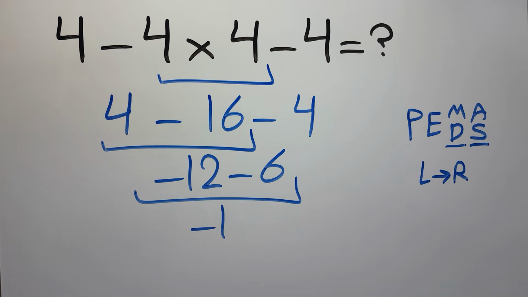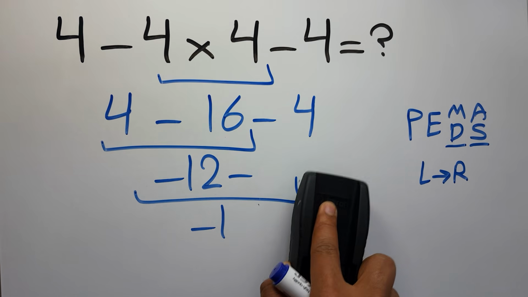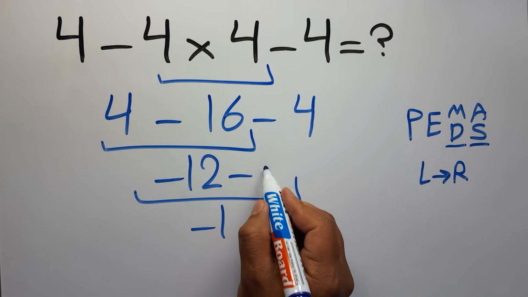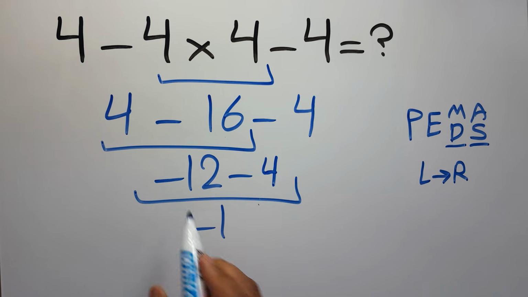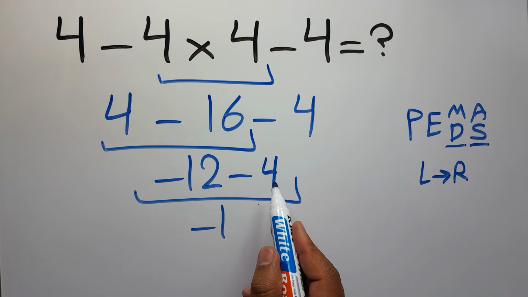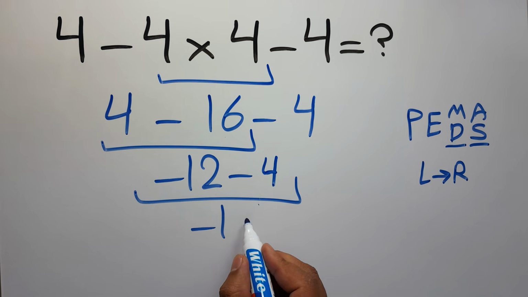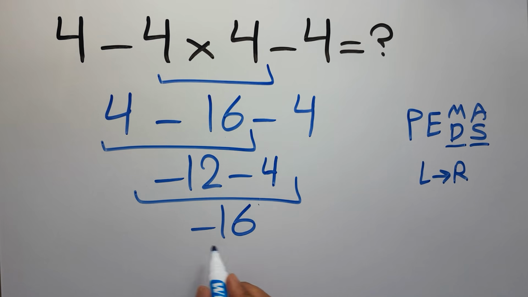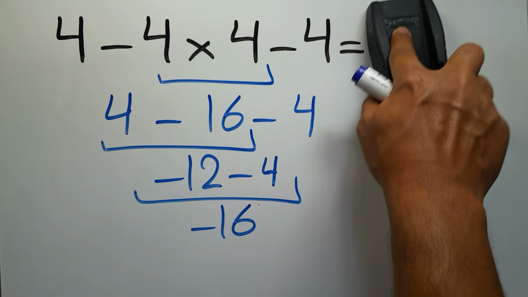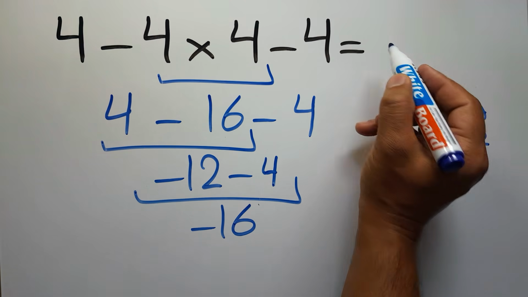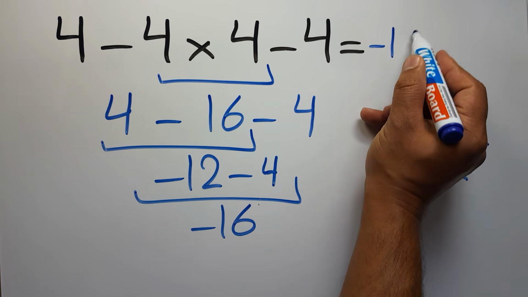Here we have negative 4. Negative 12 minus 4 gives us negative 16. And this is our final answer to this problem. The correct answer is negative 16.